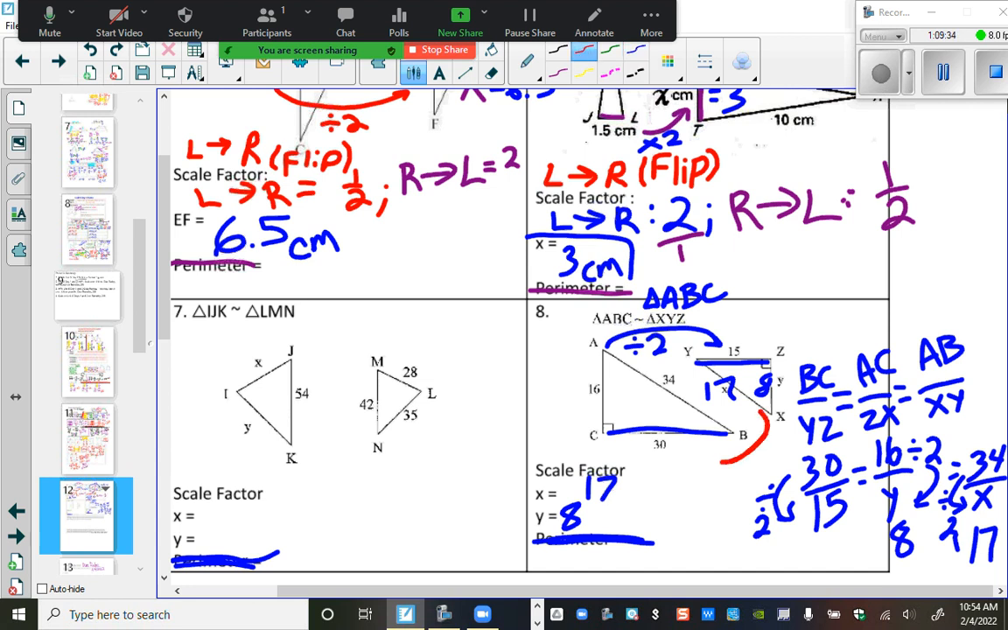If you know you're going from smaller to larger, you know the scale factor has to be larger than 1. If you're going from larger to smaller, the scale factor has to be less than 1. That's the purpose of what's going on here. All right, anybody have any questions?